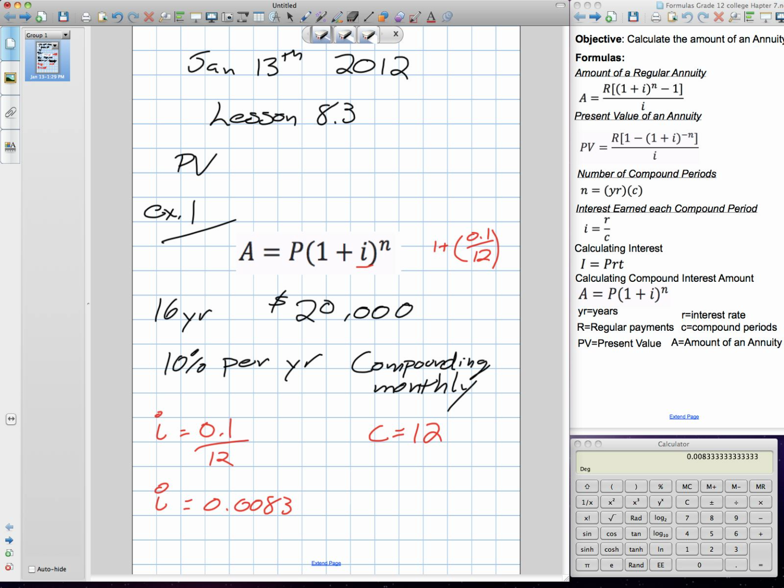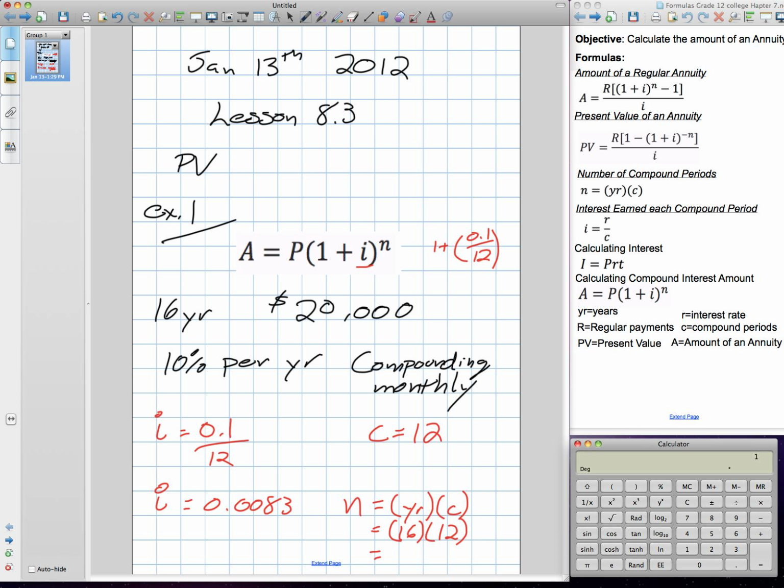Now, our N is the number of compounding periods. Our formula for N is years multiplied by, again, the compounding period per year. So we said this is going to be around for 16 years, this bond, and it's going to compound 12 times a year. So we're calculating how many times it compounds over the life of the bond. 16 times 12. So interest will compound 192 times over 16 years.